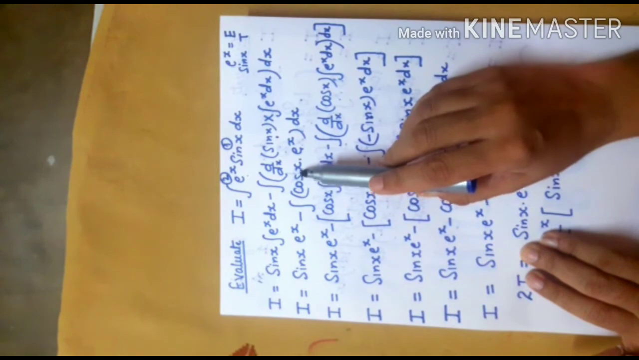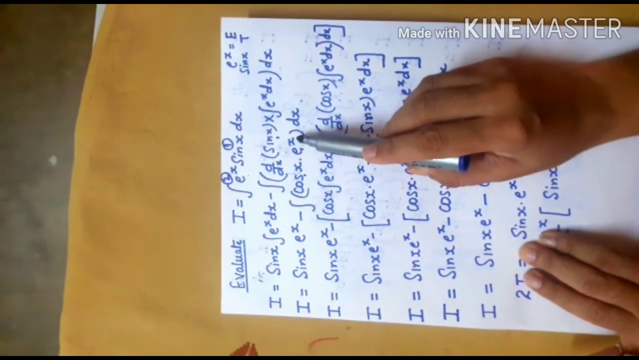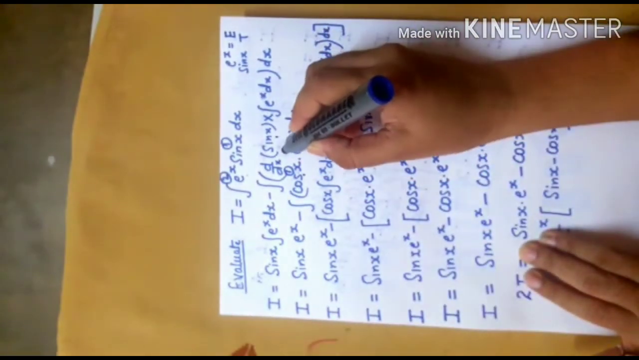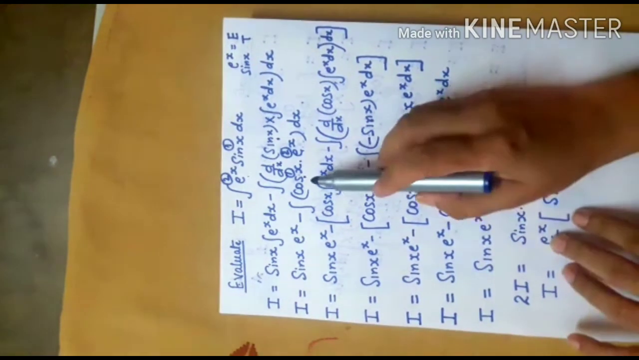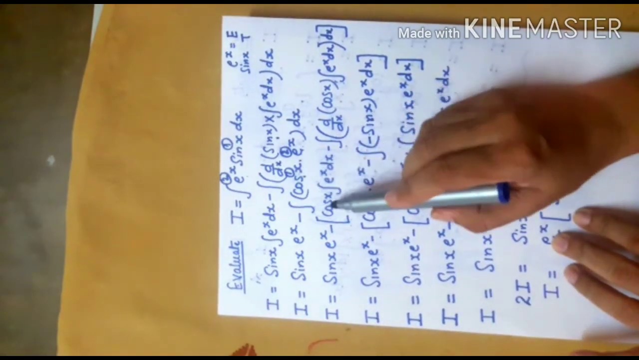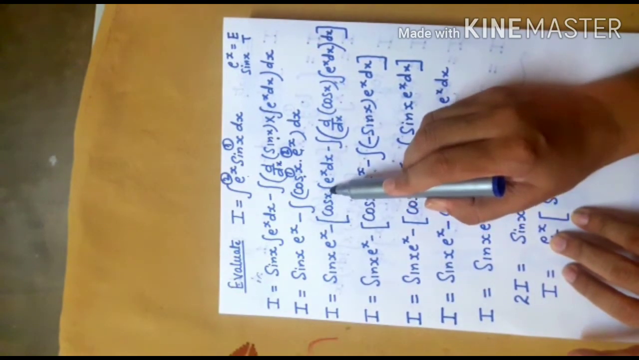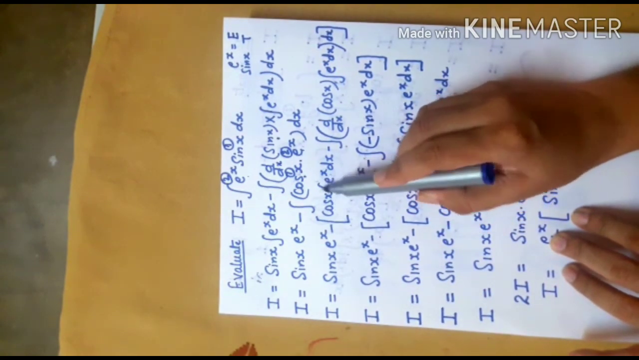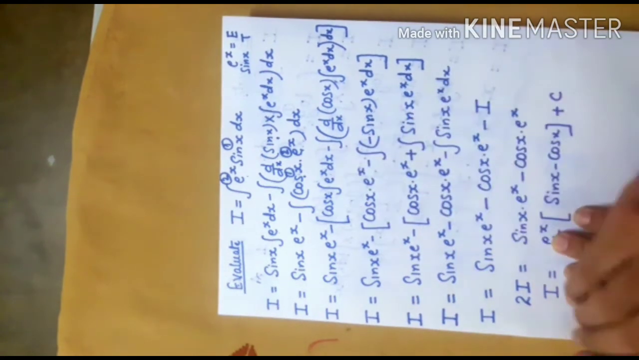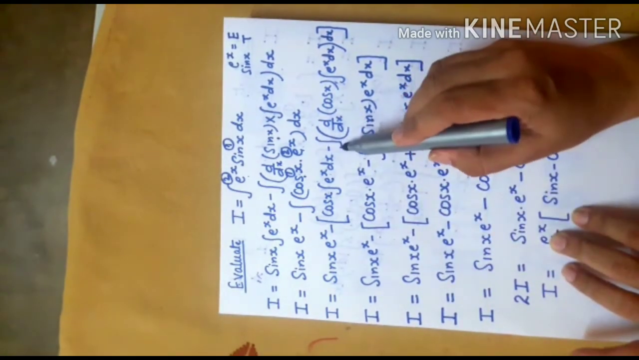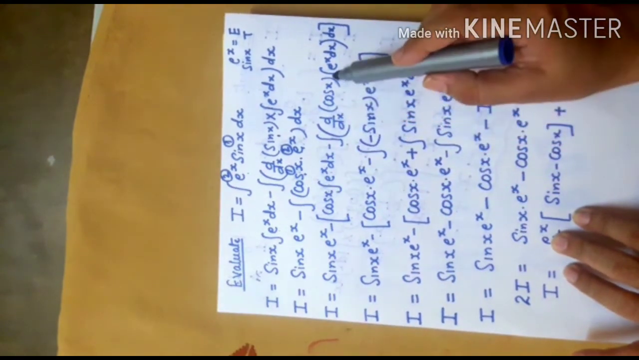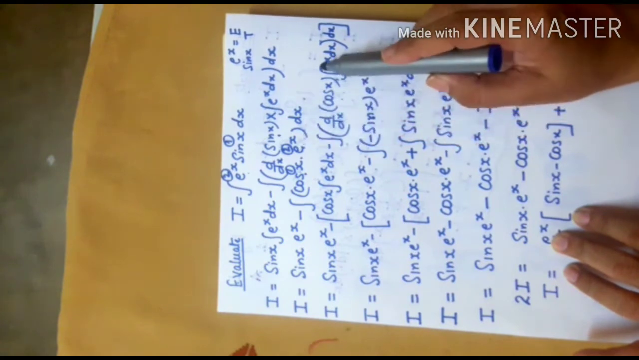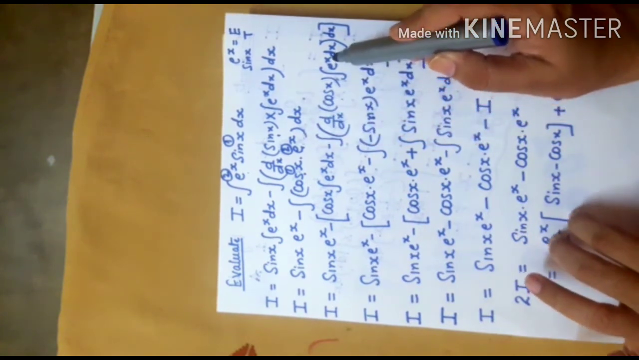So cos x is a trigonometric function and e to the power x is the exponential function. So again cos x will be the first function and e to the power x will be the second function. Right? So I apply integration by parts. First function, that is cos x, into integral of second, that is integral of e to the power x dx, minus integral of, yes, derivative of first, that is derivative of cos x, into integral of second, that is integral of e to the power x.